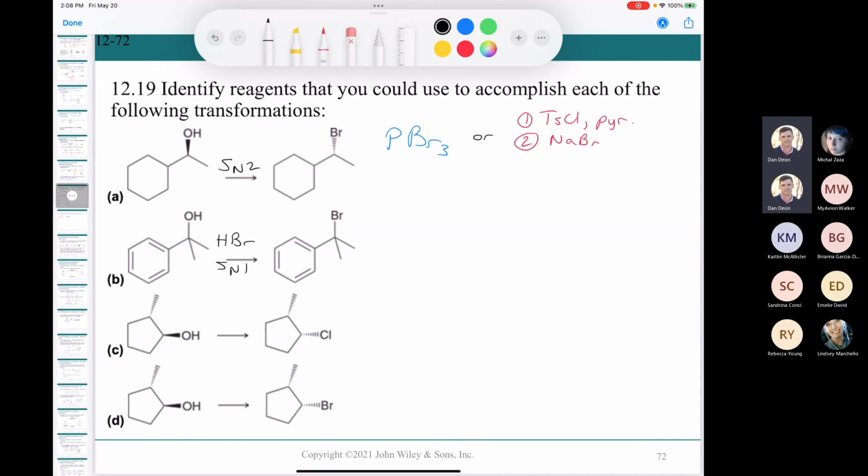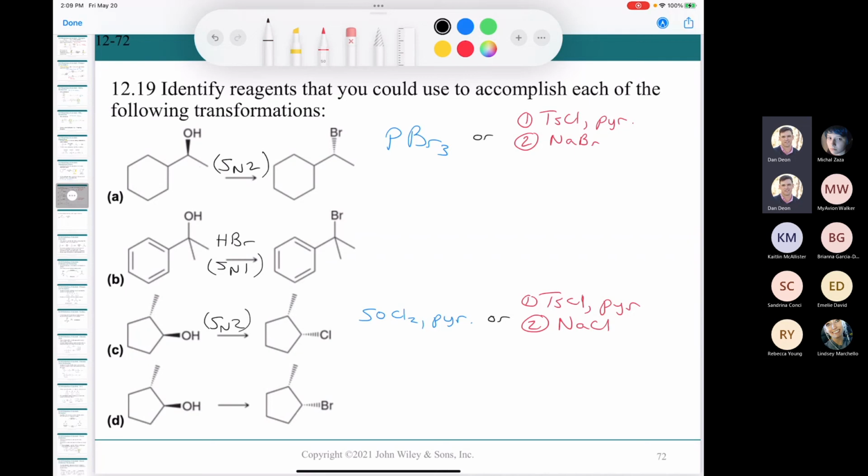The next one, we're taking a secondary alcohol and we're converting it to a secondary alkyl chloride. Well, we've got a couple of ways to do that. We could use thionyl chloride and pyridine. That would be one way. So SOCl2 and pyridine is one way we could do that. Or we could use the way that we learned in Organic Chemistry 1. First, we treat it with tosyl chloride and pyridine, and then we would treat it with sodium chloride. Chloride would be our nucleophile. And again, both of these would be SN2 mechanism.